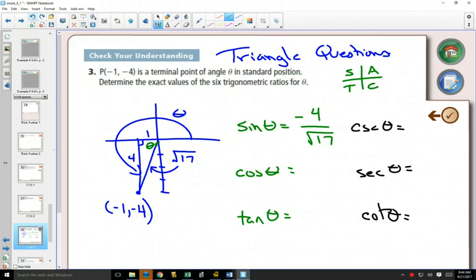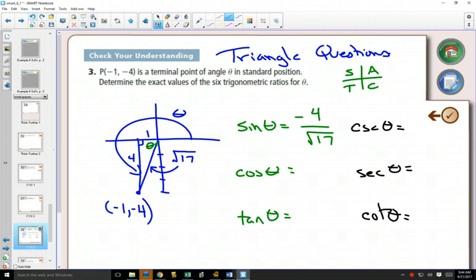Nice thing about grade 12: in grade 11, if you had a square root of 17 on the bottom, you would have to rationalize the denominator. In grade 12, they assume you know how to do that, so they say don't worry about it. You can leave your answer with the square root of 17 on the bottom. You do not have to rationalize. But you have to know how to do it for multiple choice questions, because the answer might be rationalized. But if you're asked to find sine of theta, you could leave your answer like that, which is really nice.